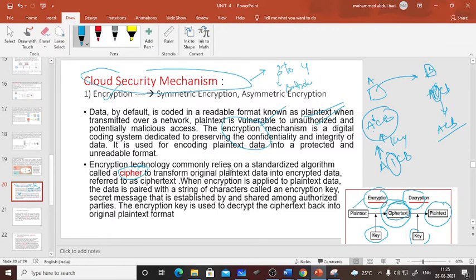Encryption technology commonly relies on a standard algorithm, which we discussed. It transfers the original plain text into encrypted data. What do you mean by encrypted data? We are adding something to it, and once we add it, it is referred to as ciphertext. When encryption is applied to the plain text, it is transferred. When you remove that encryption, we call it decryption, and we receive the text.